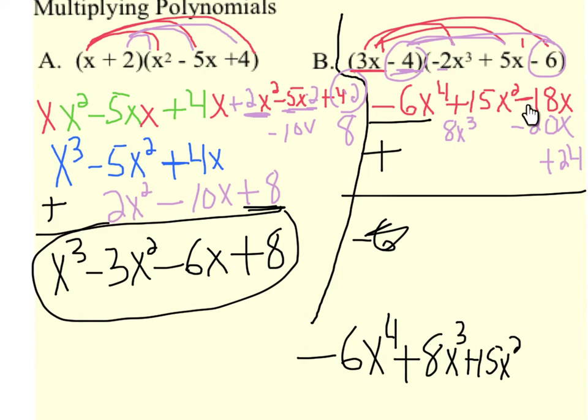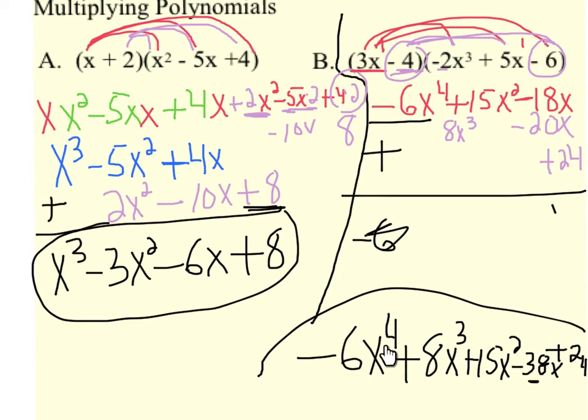Then I have 15x squared, so I'm going to add that. Now, I do have negative 18x plus negative 20x. That gives me negative 38x. So I end up with negative 38x right here. And don't forget about our plus 24. So we better add our 24 right there. I ran out of room totally. There's our answer. So this is a fourth degree, 1, 2, 3, 4, 5 term polynomial.